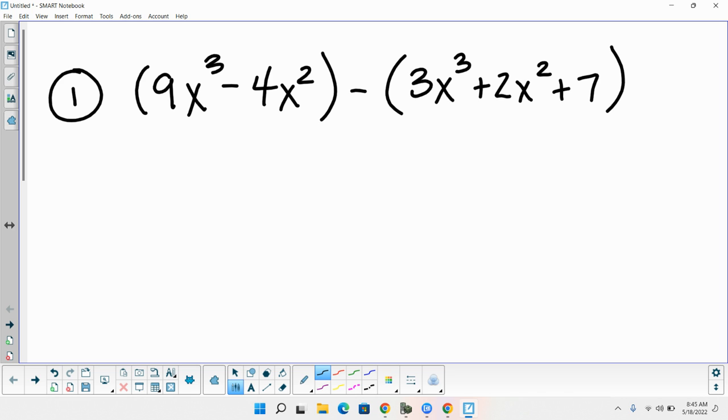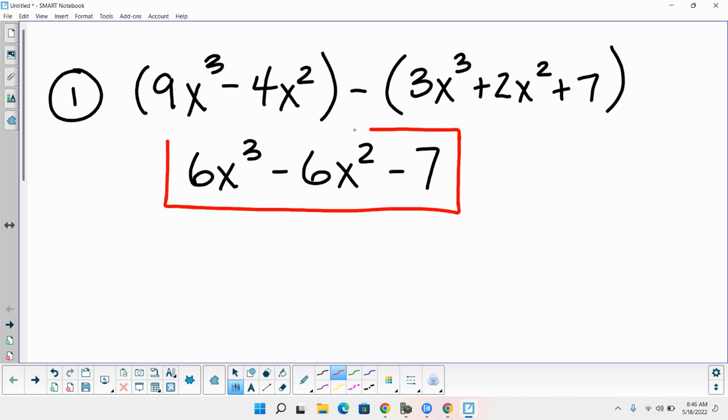Okay, so this is just combining like terms, right? That's all we gotta do. So we got a 9x cubed minus a 3x cubed is 6x cubed. We got a negative 4x squared minus 2x squared is a negative 6x squared. And then nothing minus 7 is negative 7, right? So make sure the mistake you may have made is you put plus 7, maybe. All right? So number one, pretty easy, right?